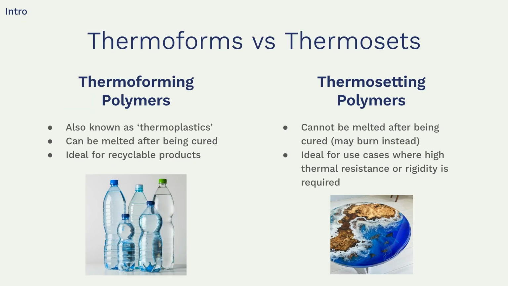There are two types of polymers: thermoforming polymers and thermosetting polymers. Thermoforming polymers are also known as thermoplastics, and that's where the name plastic comes from. These can be melted after being cured, and they're ideal for recyclable products. Thermosetting polymers, on the other hand, cannot be melted after being cured. Instead, when raised to a high enough temperature, they burn. These are ideal for use cases where high thermal resistance or rigidity is needed.